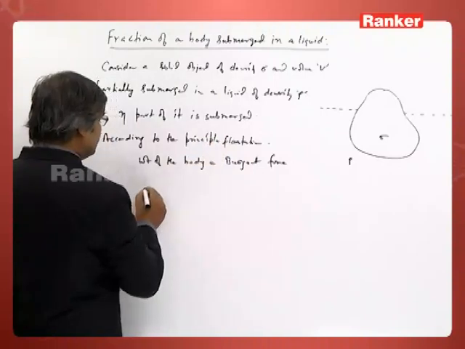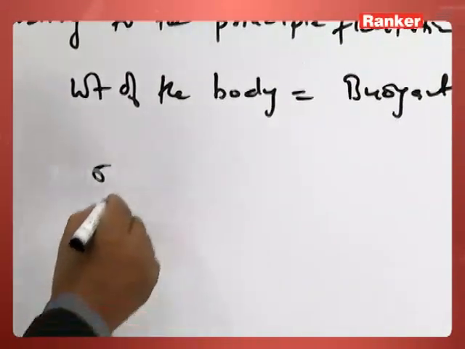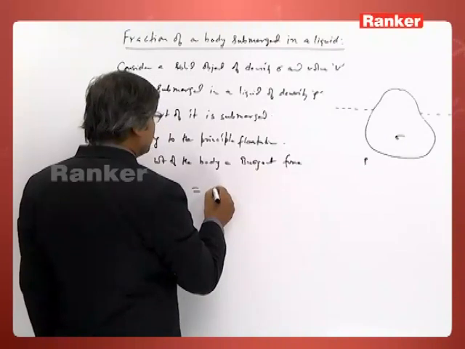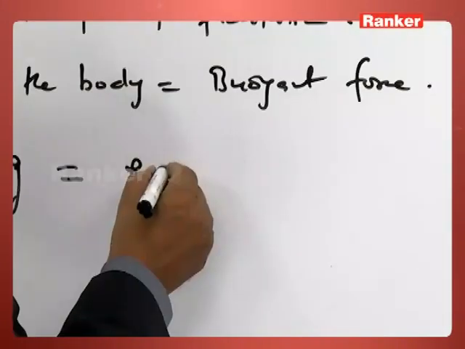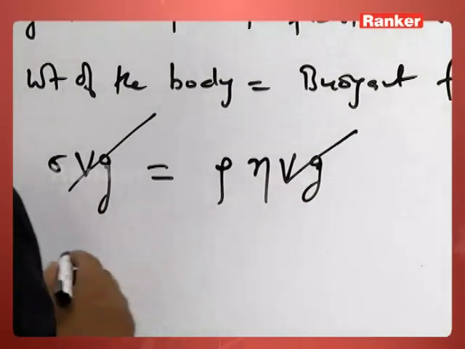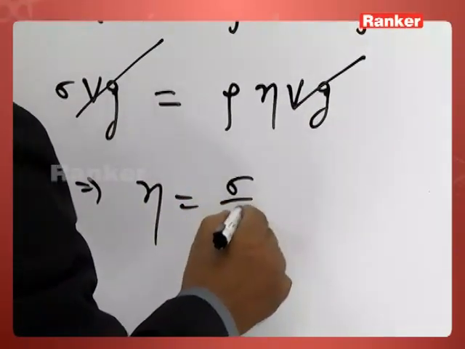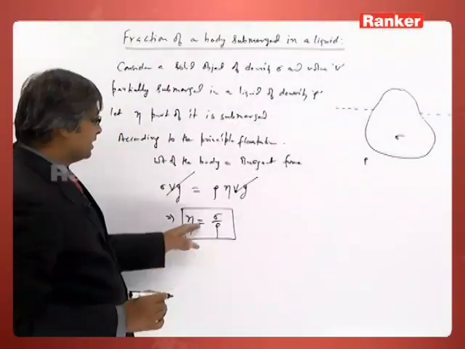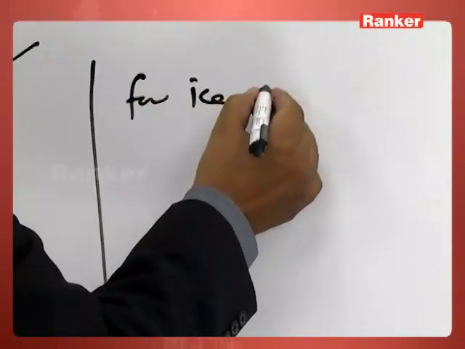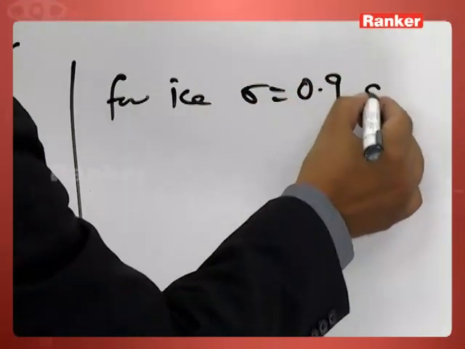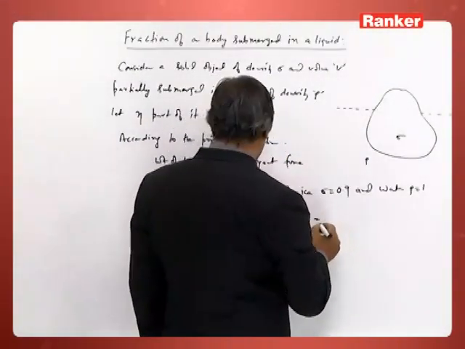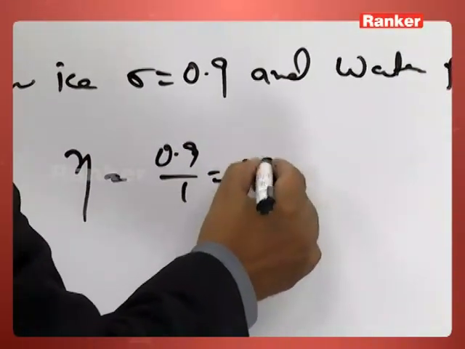So now V is the volume, so the density of the solid into volume into g is its weight, and buoyant force is the weight of the displaced liquid, that is density into volume of the displaced liquid, eta times V, into g. So here Vg and Vg cancel, so we have the fraction eta as sigma by rho. So eta is given by sigma by rho. Now let us take an example. For ice, sigma is equal to 0.9 and for water rho is equal to 1. So the fraction which is inside is 0.9 by 1, that is 0.9.